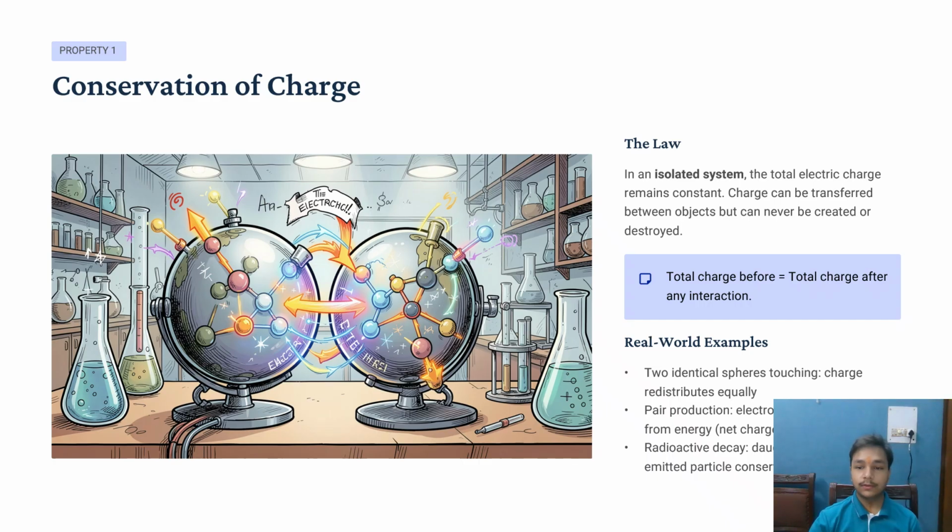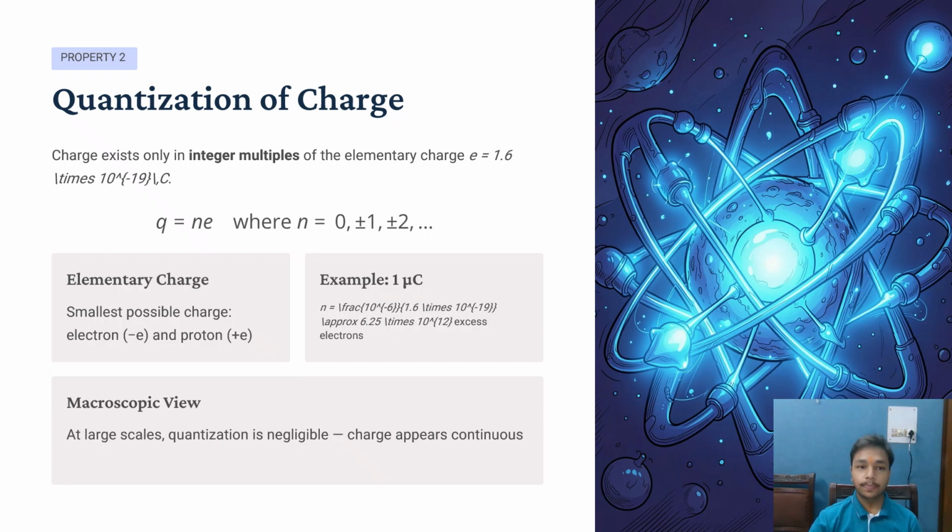We also saw some real world examples, such as two identical spheres touching each other and the charge redistributing equally, and so on. Also, we learned about the quantization of charge. That is, charge exists only in integer multiples of the elementary charge e equals 1.6 times 10 to the power minus 19 coulombs, where n is an integer, that is 0, 1, 2, or minus 1, minus 2, and so on. At macroscopic levels, the quantization is negligible and the charge appears to be continuous.